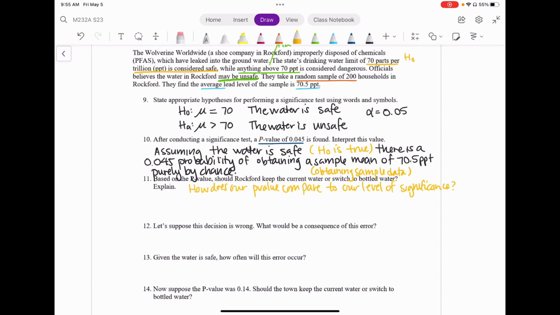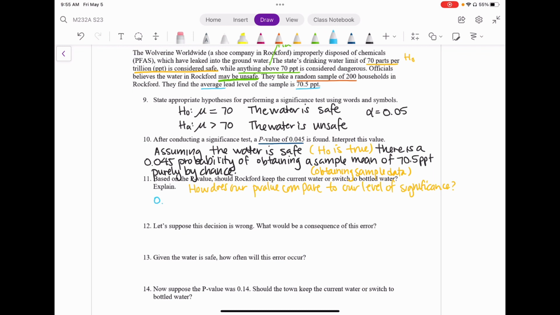Remember that if our p-value is low, the probability of obtaining the data purely by chance is very, very small, which means we have evidence that the water is unsafe. If the probability or a p-value is high, this means that we could have obtained this by chance alone a good amount of time, and there is not evidence.